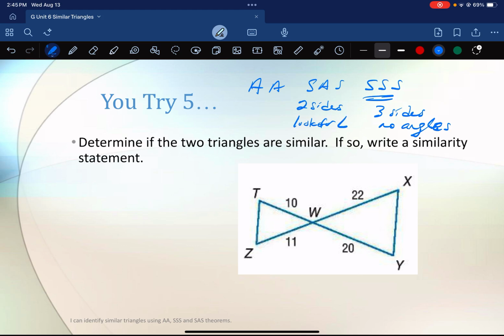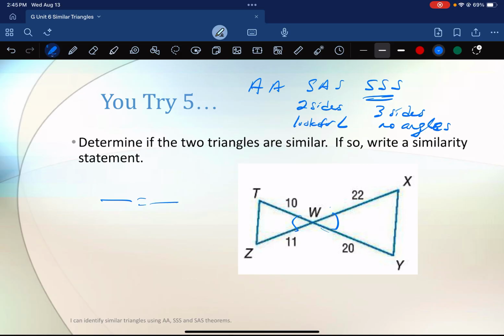Look for an angle. So like the vertical angles here. And it's got to be the angle between the sides. So 22 and 20 form that angle. So that's why it's called the included angle. And then 10 and 11 form this angle. So that's why that's the included angle. So then you just need 2 ratios here because you've got the angle part.